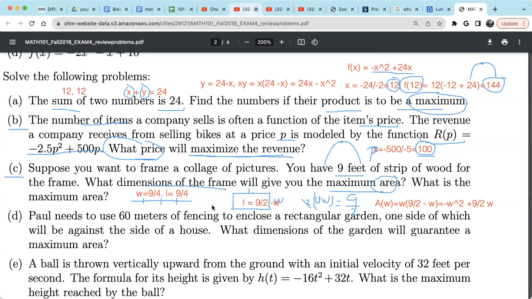Then the second question is, what is the maximum area? When you have a length and a width, you multiply those two quantities. So that's 9 over 4 times 9 over 4, which is 81 divided by 16. So that's the maximum area. 9 times 9 is 81, divided by 4 times 4, 16. Okay, that's for C.